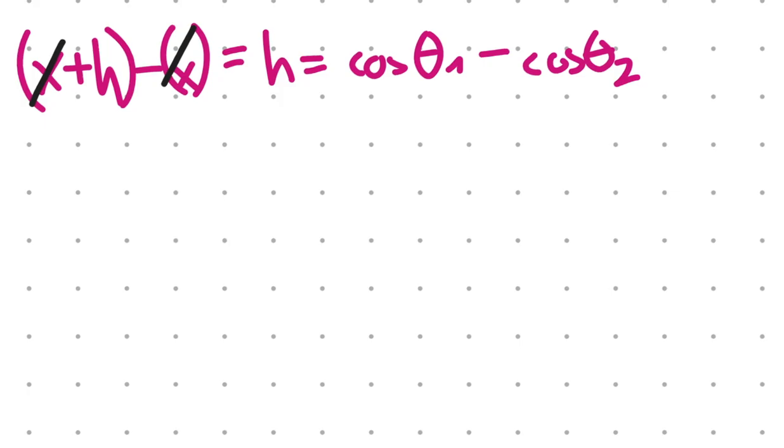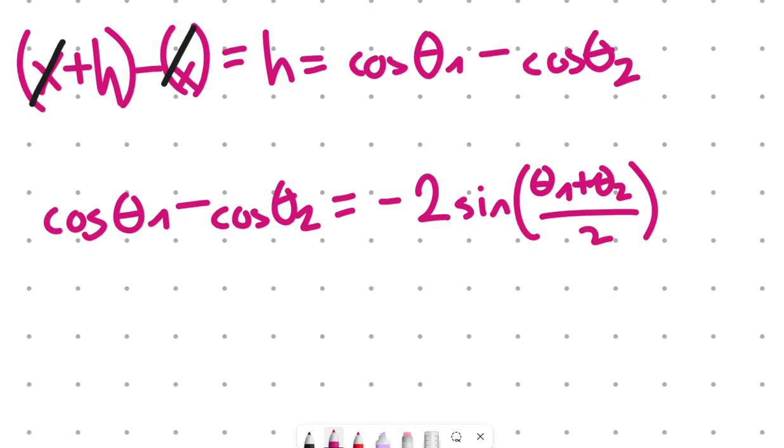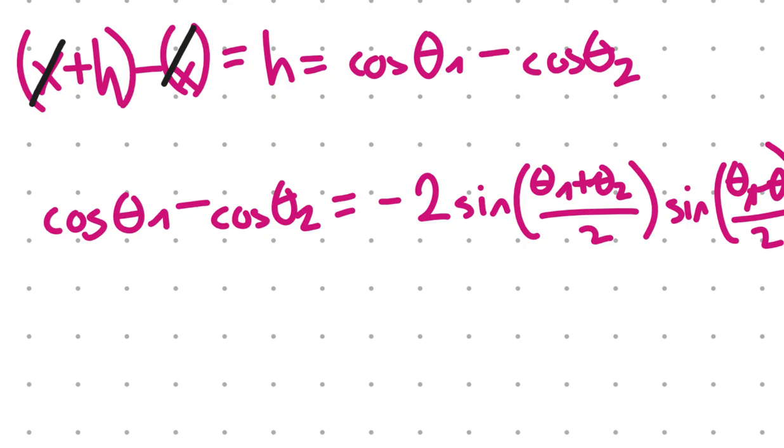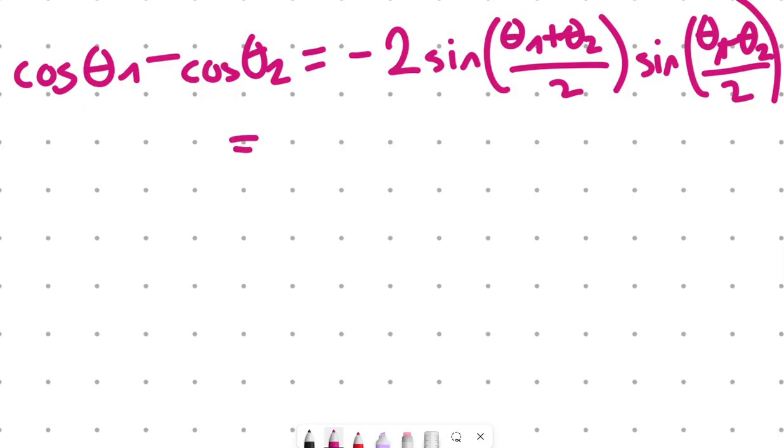Now, h is equal to the difference between two cosine functions, which means we can identify a trigonometric identity, which states that the cosine of theta 1 minus the cosine of theta 2 is minus 2 sine of (theta 1 plus theta 2) over 2, and the whole thing multiplied by the sine of (theta 1 minus theta 2) over 2, the difference between them. So if we have this identity, we can just set it equal to h.